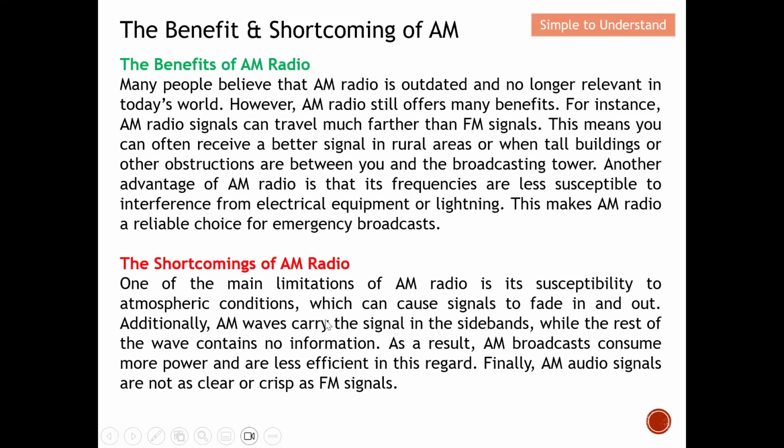Additionally, AM wave carries the signal in the sideband. The carrier doesn't have any signal. The signal appears on the sideband, either the lower sideband or the upper sideband, while the rest of the wave contains no information. For example, the carrier contains no information at all. As a result, AM broadcasts consume more power and are less efficient in this regard. Finally, AM audio signals are not as clear or crisp as compared to FM signals.